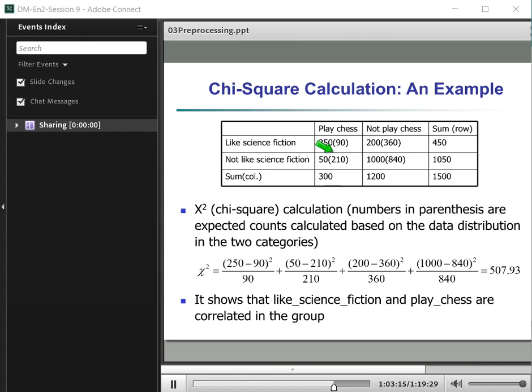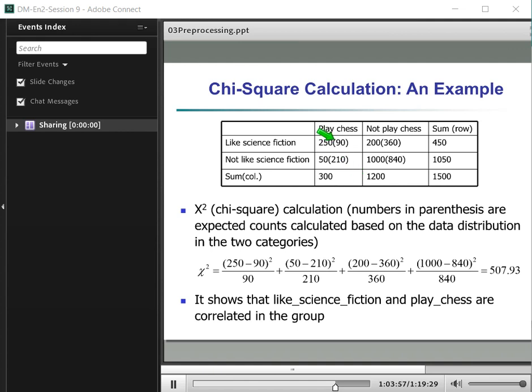the results are presented in this table. Here we can see that 550 people say that they like science fiction, and 1,050 people say they don't like science fiction. Also, 300 of those people say that they play chess, and 1,200 people say that they don't play chess.